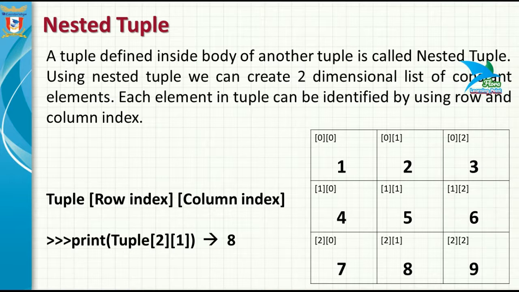We can identify each element by using the row and column index. Here we have the structure of the nested tuple, and these are the elements, and each element can be identified by using the row and column index.